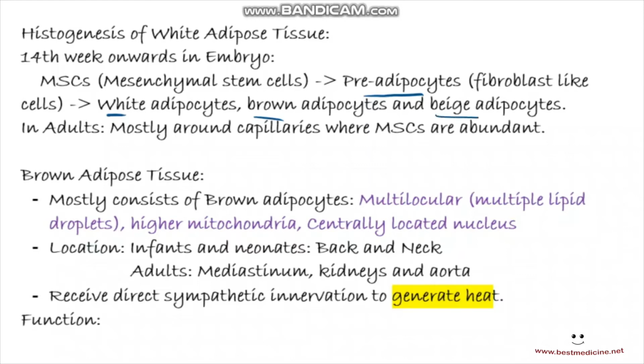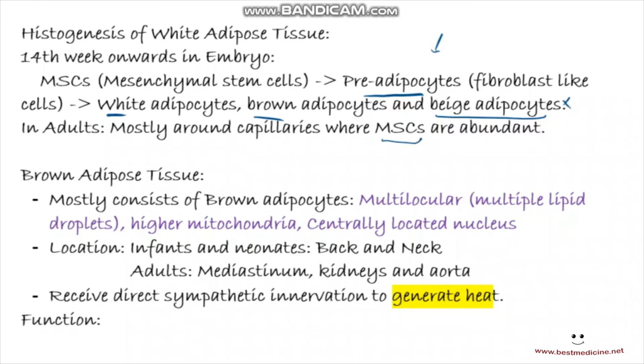There's also beige adipocytes, which is a mixture of the two basically, but we're going to ignore these for now because these are not that relevant and people don't ask all that many questions about beige adipocytes. But white adipocytes and brown adipocytes are very important, and you need to know both of these. Now, this is what happens in basically the embryo, but in adults, the adipocytes come from mesenchymal stem cells that are oriented around capillaries.